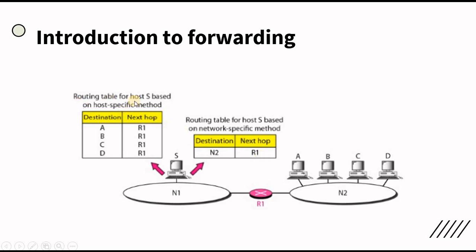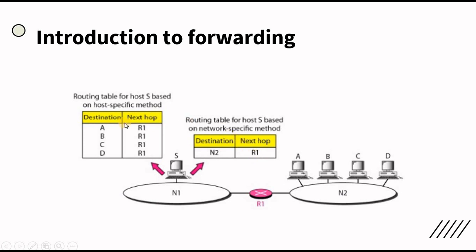In the routing table for host S based on the host specific method, if the destination is A, the next hop is R1. If B, then R1; C, then R1; and D, then R1. If we want to reach A, B, C, or D, then the next router is R1. So all that information is stored in the host specific method. While in the network specific method, with N1 and N2, it just stores that if you want to reach network 2 and the connected devices on that network, you need to pass through router R1. So the next stop is R1.